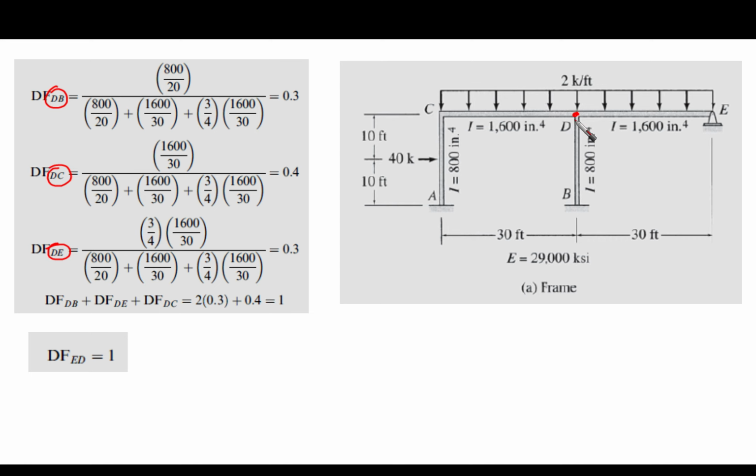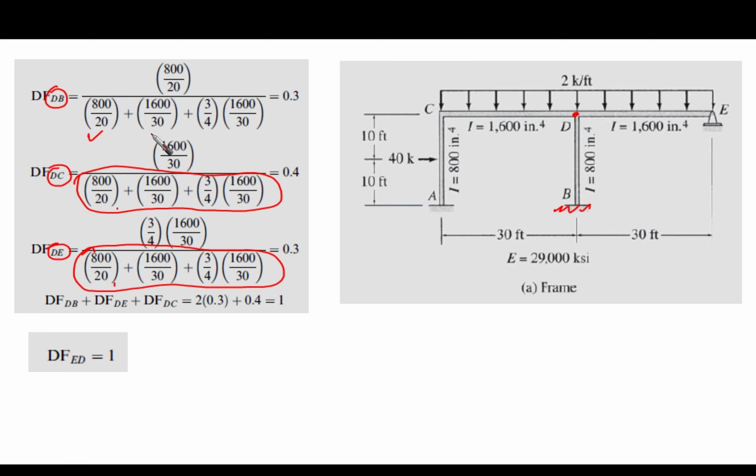This is point D. We have 3 members, DC, DB, and DE. Let's start with this member, which is DB. The far end is fixed. The inertia is 800 and the length is 20. So then it will be 800 over 20. This will be repeated for all of them. So the same denominator is going to be used for the 3. So let's calculate it first. So this is the first term here.